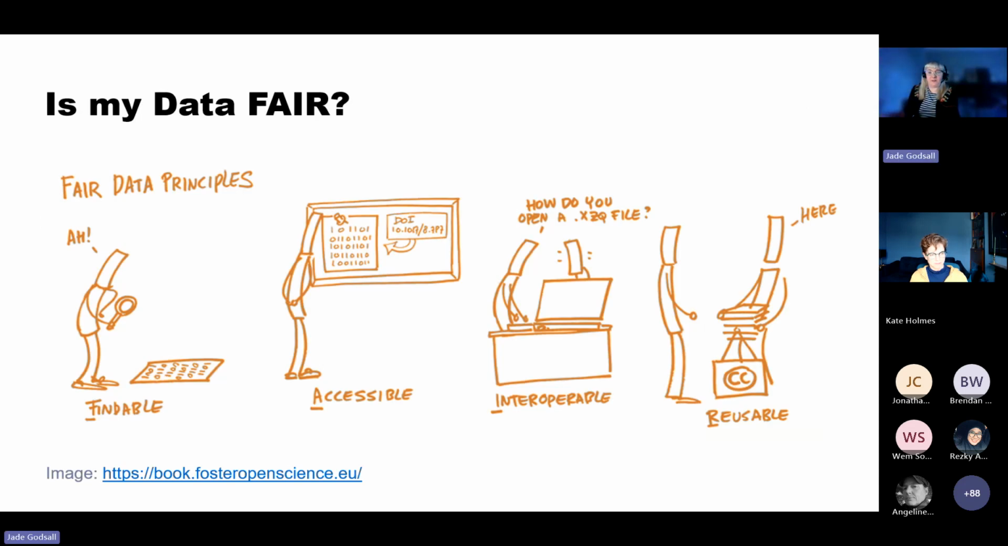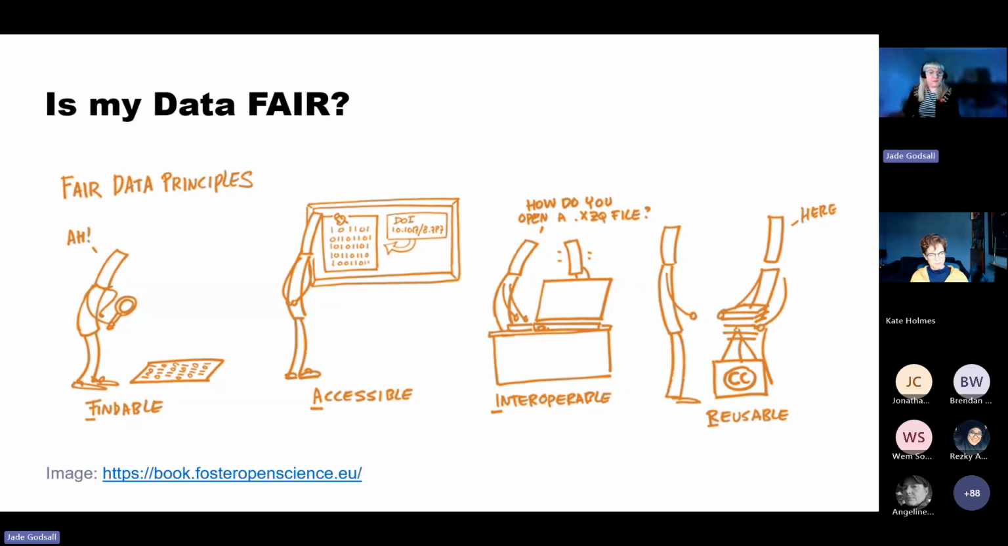So how do you keep yourself on track? Throughout your project, you should keep asking yourself, are my actions making my data FAIR? The FAIR data principles are that it should be findable. So during the project, is your file structure clear? Is it stored in your institutional network? And after the project, is your data registered or indexed in a searchable resource such as a repository? And is it using a unique and persistent identifier like a DOI?